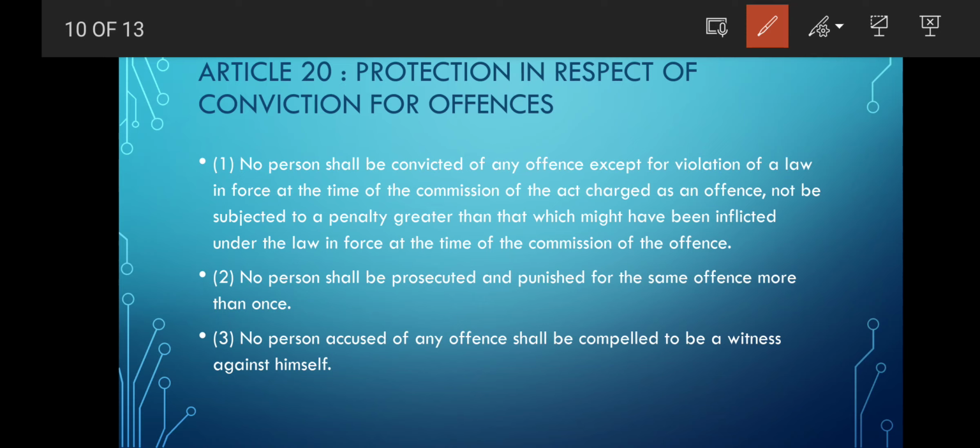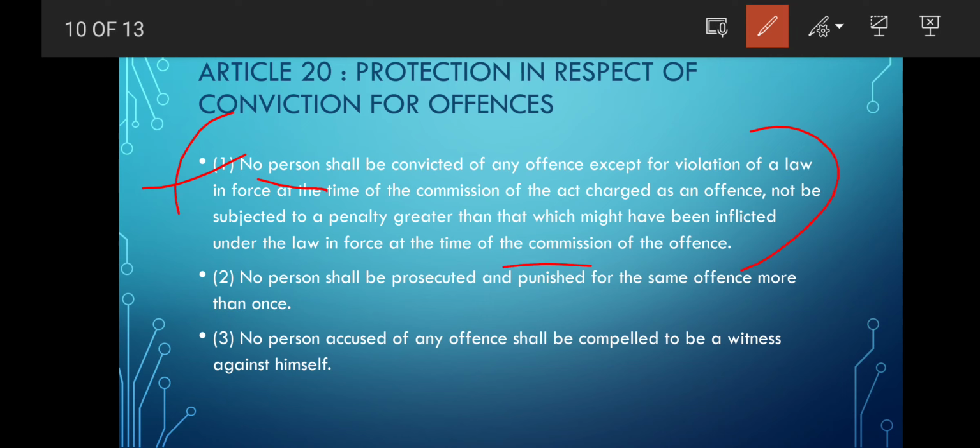So this person, whether a citizen or a foreigner, or a legal person like a company or any corporation, any organization we can say. What happens here is that no person shall be convicted of any offense for violation of law enforced at the time of the commission of the act, or subjected to a penalty greater than that prescribed by the law.